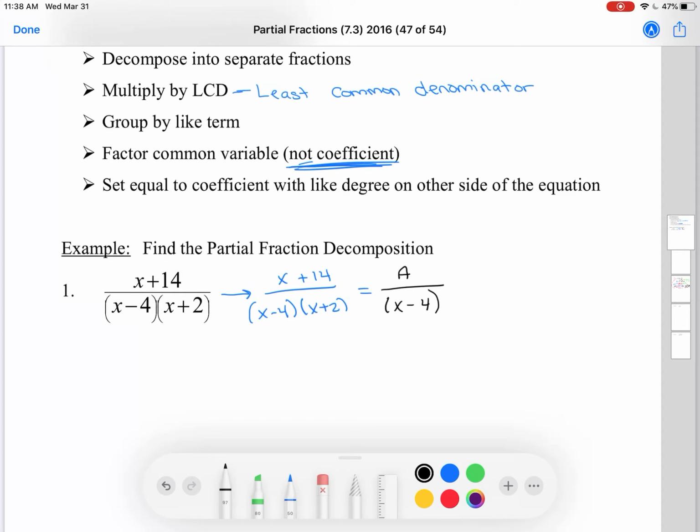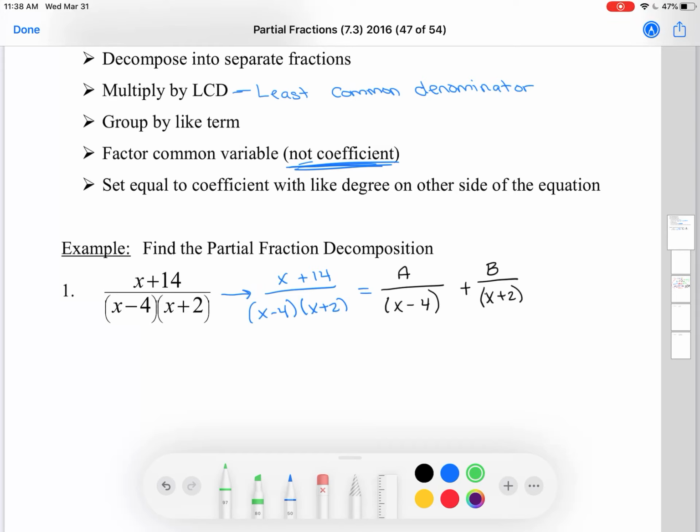I understand that x plus 14 was up in the numerator. We will talk about that here in the future, but not at the moment. And then I had a second factor in the denominator, so I'm going to need a second fraction. And that one's going to be called b up top, followed by x plus 2. So the number of decomposed fractions isn't according to however many terms you have in the numerator. It's actually according to however many factors you have in the denominator.